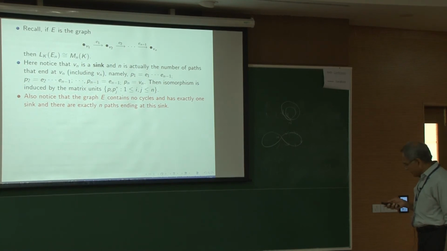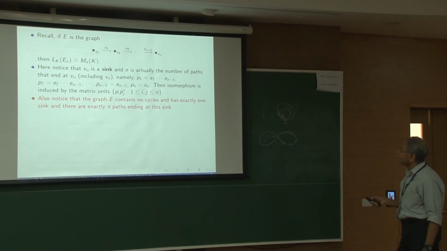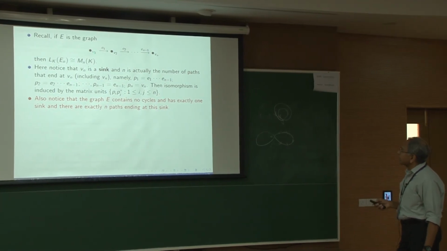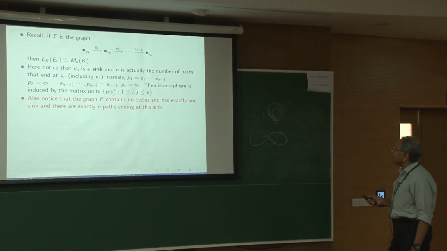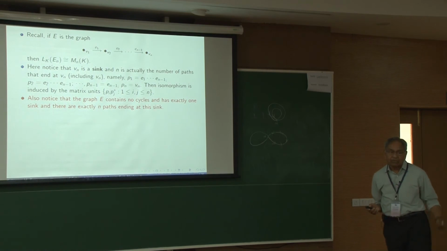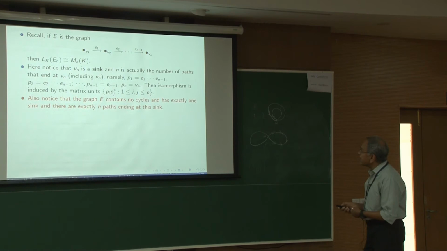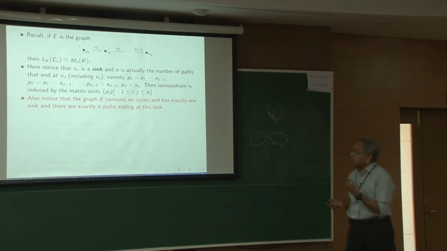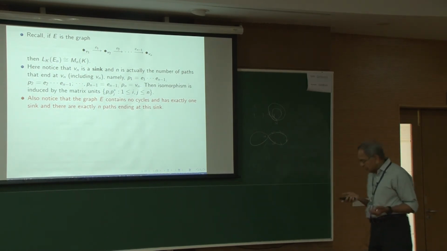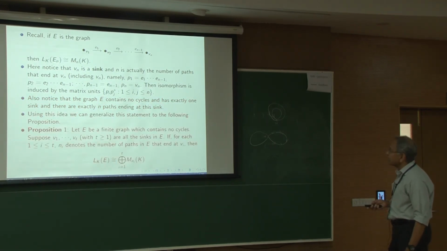We also want you to recognize that this graph has no cycle. See, there is nothing coming back in here. And further, it has exactly, or slowly brainwash you into these terms, exactly one sink. Okay. So there is one sink, there are no cycles, and there are exactly n paths that end at that sink here. These are the characteristics of manufacturing a matrix ring here. So the same idea can be generalized to get a proposition.